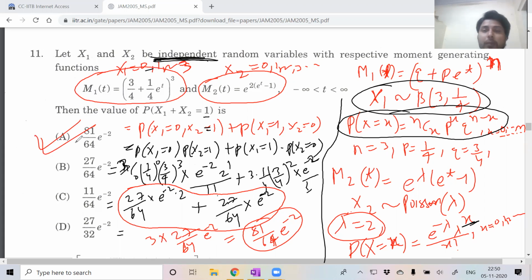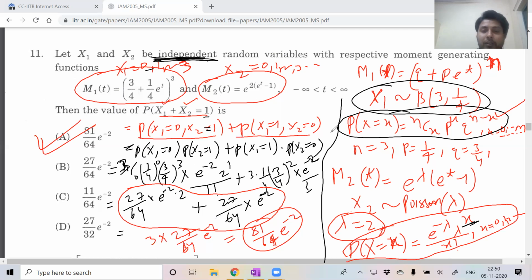So from the MGF we have to decide the distribution of the random variable. Then we need the PMF, which I've written here, and then the sum should be 1. So either X1 is 0 and X2 is 1, or X1 is 1 and X2 is 0. There are two possibilities. Then you calculate in your own way using this PMF. So we got the answer 81 upon 64 e square. Yeah, thank you so much.